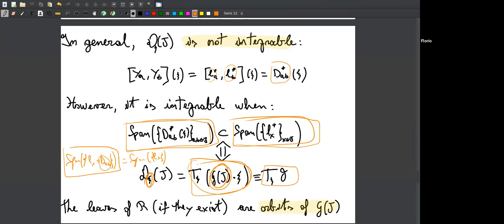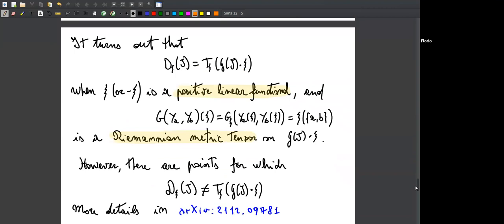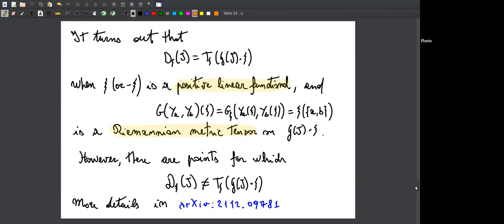Now, I don't want to enter into details. There is actually the paper on the arXiv, so you can consult it for all the details. And it's also written definitely better than how I am explaining. All the details are there. And of course, if you want to ask me something, you can write to me. I'm always very happy to discuss these things.